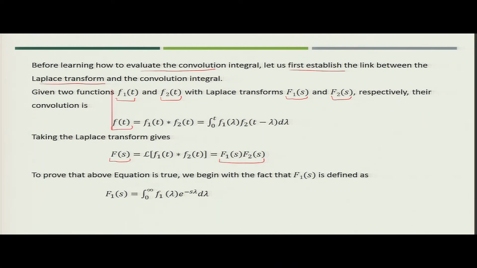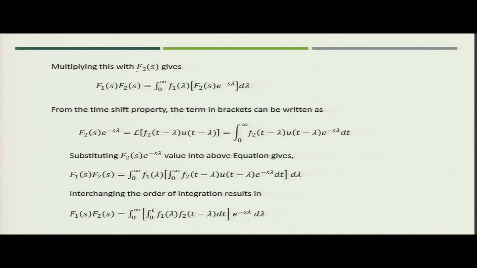So, let us see that there is a function f(t) which is a convolution of f1 and f2. So, you will define it like integral 0 to t f1(lambda) f2(t minus lambda) d lambda. Now, if you take the Laplace of function f1, so F1(s) you can simply write as integral 0 to infinity f1(lambda) e to the power minus s lambda d lambda. Now, if you multiply this F1(s), that is what we have just now computed, with F2(s), you can simply write the function as integral 0 to infinity f1(lambda) into F2(s), that is the multiplication done on both sides, multiplied by e to the power minus s lambda d lambda.